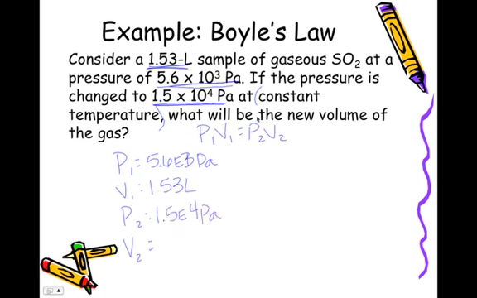And my second volume, right here, what will be the new volume? So my second volume is X. So that means I need to rearrange this equation to solve for V2. So all I got to do to rearrange this equation is divide both sides by P2.